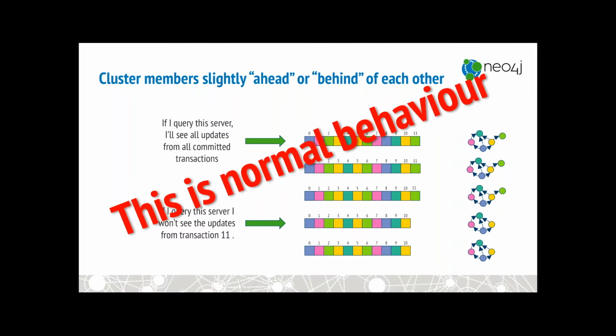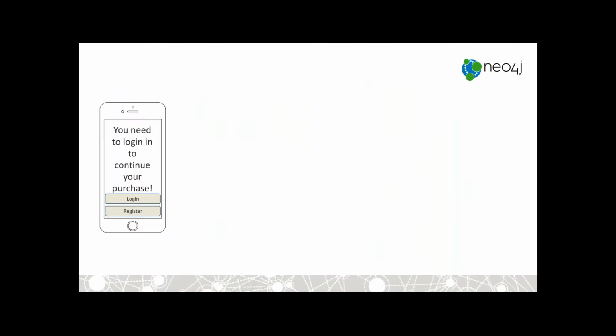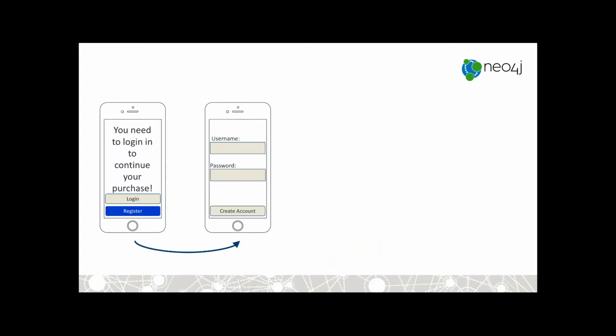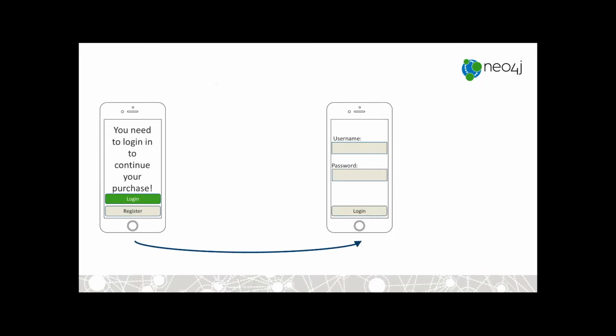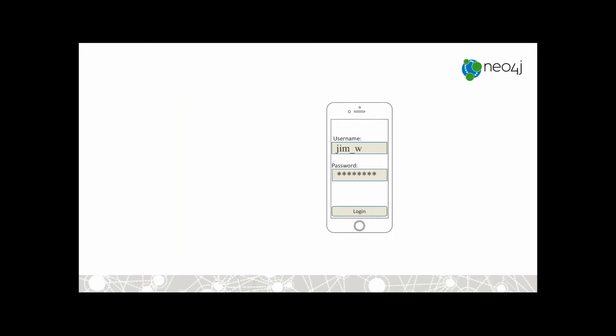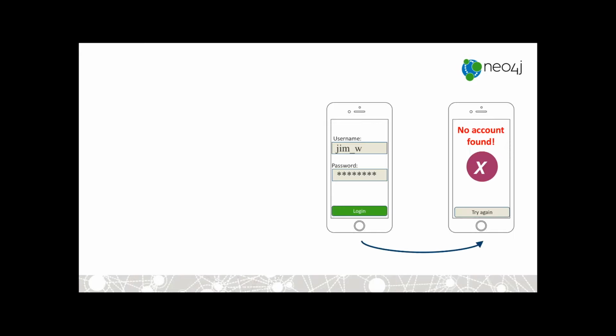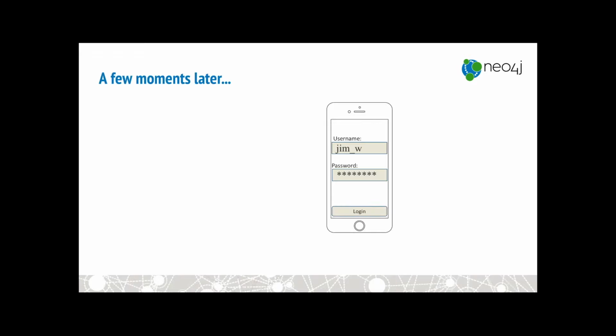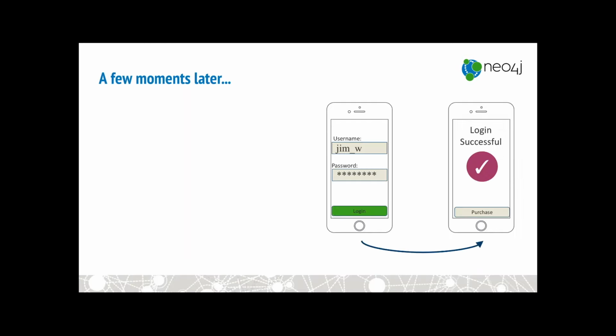But although this is normal behavior, surfacing this to the user is a pain. Imagine this. I've got an app, and the app says you need to log in to continue your purchase. Okay, so here's my opportunity to log in, but I'm going to create an account. So I create an account, and then I log in, and then, oh, no account found. Oh, well, I'll try that again. Log in. Oh, login successful. Oh, look, those systems are there. We still encounter those systems in our daily lives, and it's weird and frustrating and horrible.